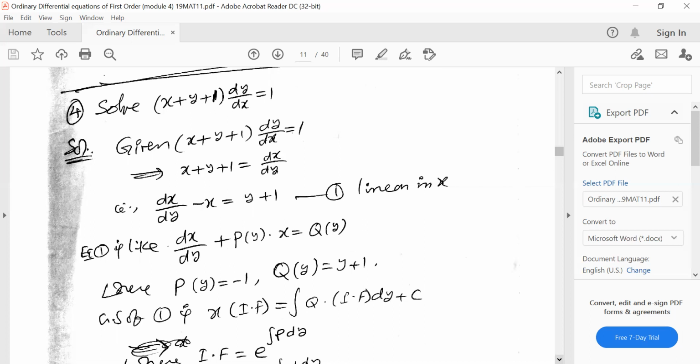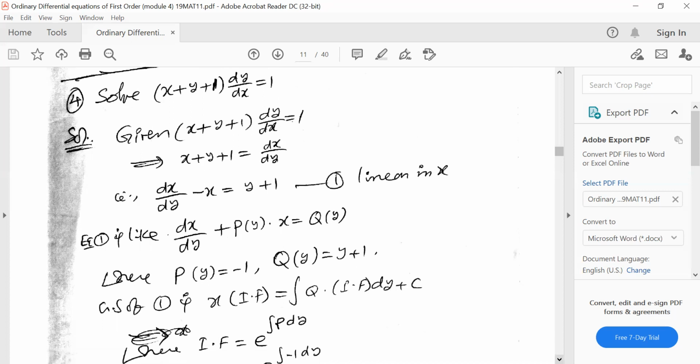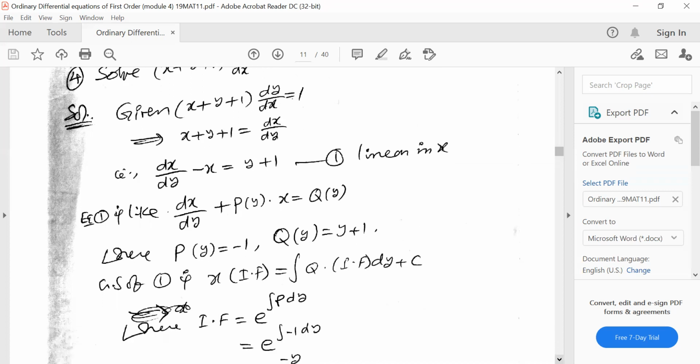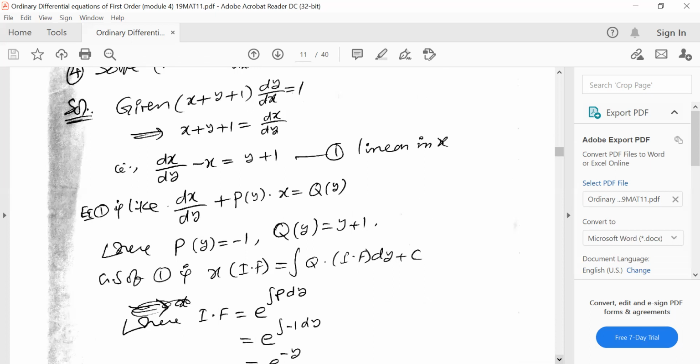It's not always linear in y. Sometimes it can be written in this format also. We have to try. So it is linear in x. That means dx by dy plus p of y into x is q of y. So here p of y is minus 1 and q of y is y plus 1. That's it. After recognizing this, the two steps are what is the IF and what is the solution.